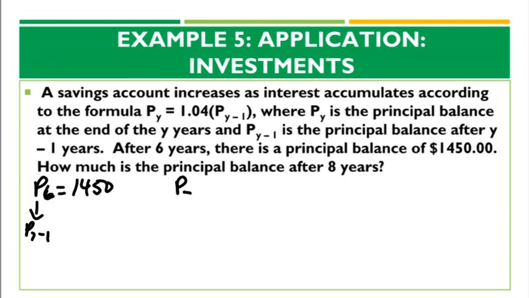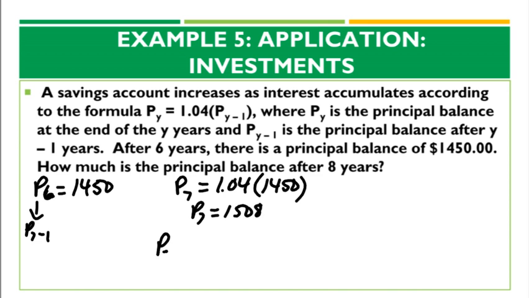We're going to put the 7 here, after 7 years. So we have 1.04 times the 7 minus 1, which is 6. So I got to put 1450 here. So I'm going to take 1450 times 1.04, and that gives us an answer for after 7 years, you got 1508.